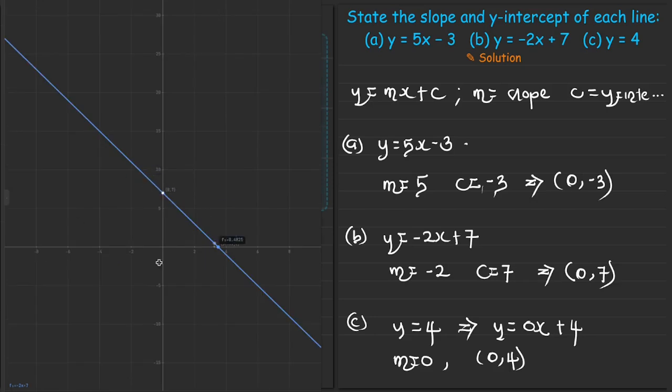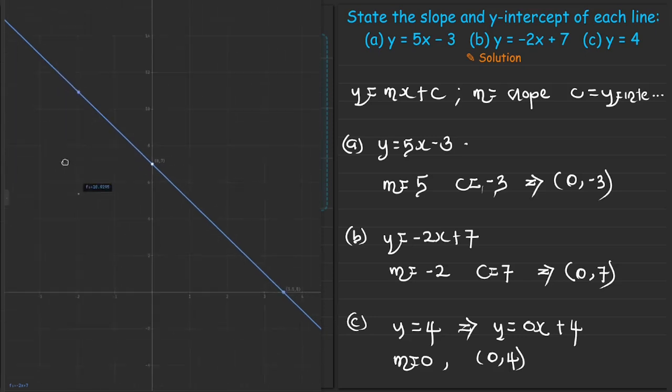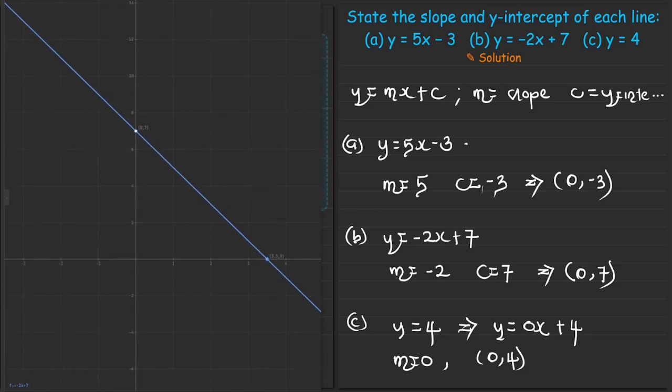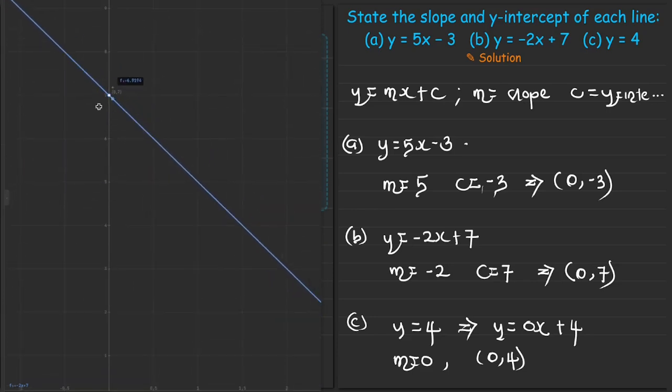This is the graph of the second one. As you can see, it is a negative slope. Hence, it falls from the left-hand side to the right-hand side. If we are to zoom in, then we would see our y-intercept, and that is what? (0, 7). Just as we rightly solved over here. The y-intercept being (0, 7).